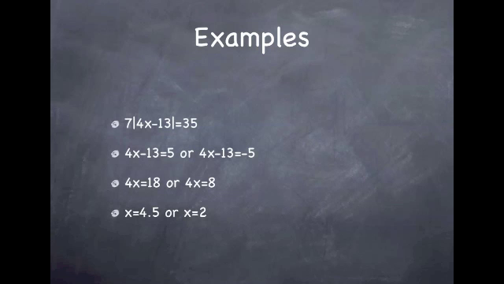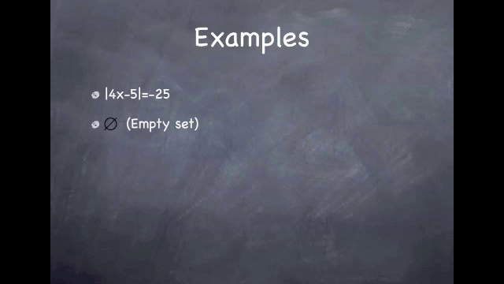Examples. 7 times |4x minus 13| equals 35. So you have to divide by 7 on both sides. So you get 4x minus 13 equals 5, and 4x minus 13 equals negative 5. Those are your two cases, because you also have negative 35 on the other side. So then you add 13 and you get 4x equals 18. And then you also add 13 again, so you get 4x equals 8. And you divide by 4 on both sides and you get 4.5 or 2.